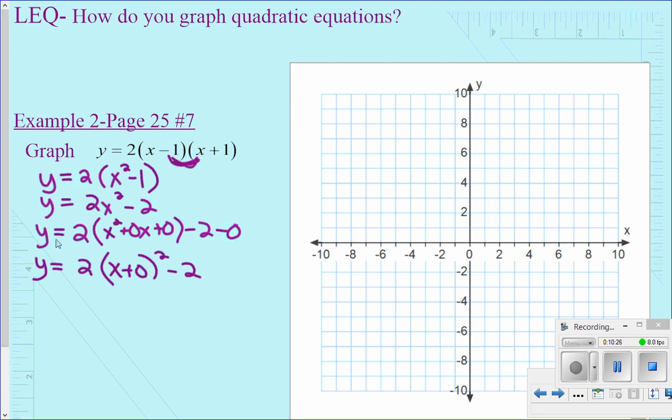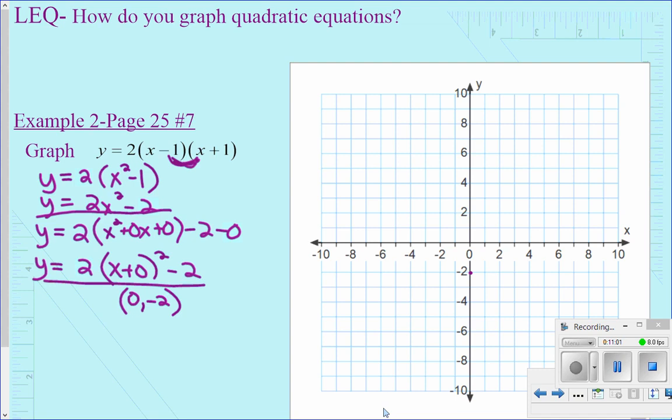Now, you might be saying, well, okay, 2 times the quantity x plus 0 squared is the same thing as 2x squared. Yes, I agree. However, this form here is standard form, and this is vertex form. Okay, so if the goal is to put it in vertex form, which it is, this is how you want to write it, not 2x squared. So you do want 2 parentheses x plus 0 squared, which then tells us that our vertex is at 0, negative 2. So let's go to 0, negative 2 and plot that point.